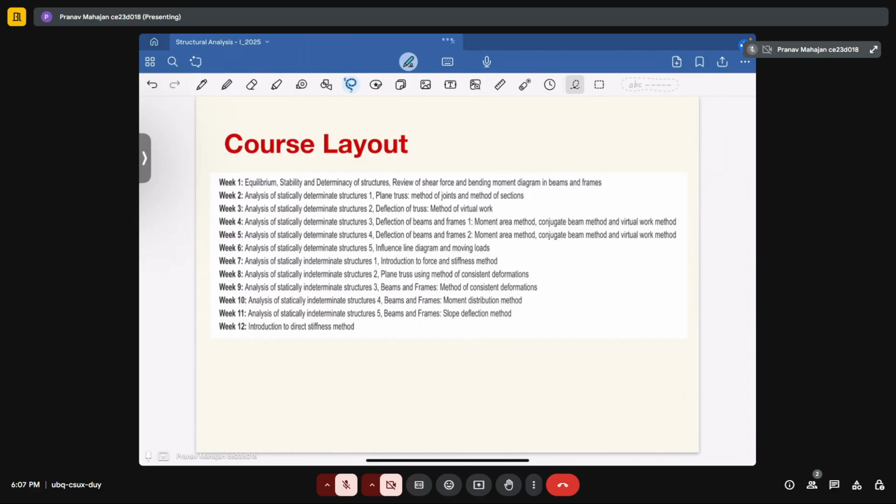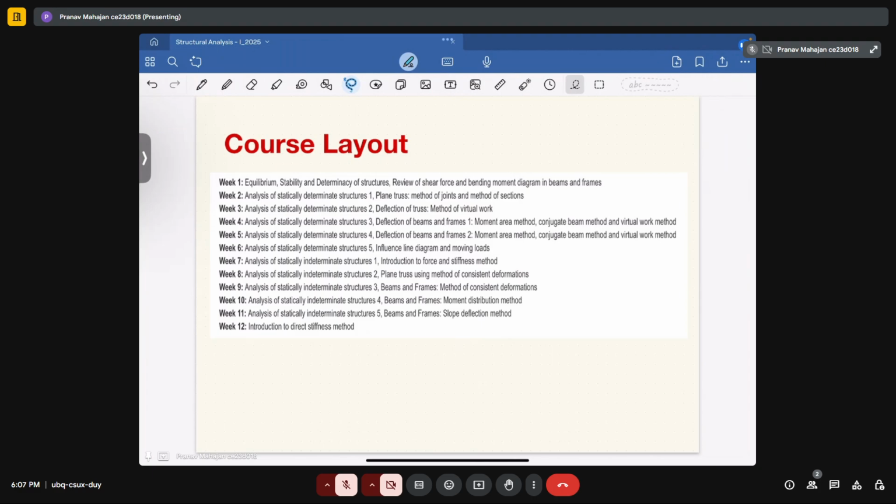We started with trusses, and we have seen how to analyze a truss which is determinate in nature, using the method of joints as well as the method of sections. Then we have seen how we can analyze beams and frames. For that, we have seen different methods: the moment area method, conjugate beam method, unit load method, virtual work method, direct integration method, and many more. Depending upon which method is easier to apply for a particular problem, we can utilize that method to analyze the problem.